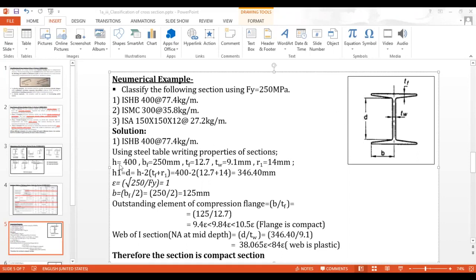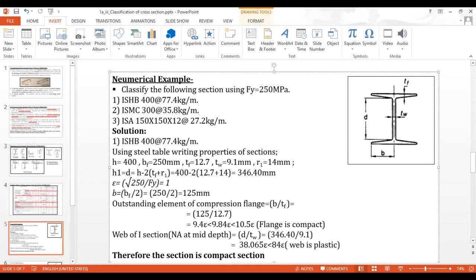That is equal to H1. H1 is equal to small d, which is the total height H minus 2 times the thickness of the flange plus R1. Hence, our small d is equal to 346.40 mm. Epsilon: what is epsilon? It is nothing but the square root of 250 divided by Fy. Now, as we have assumed that the Fy of the section is 250, our epsilon is equal to 1.